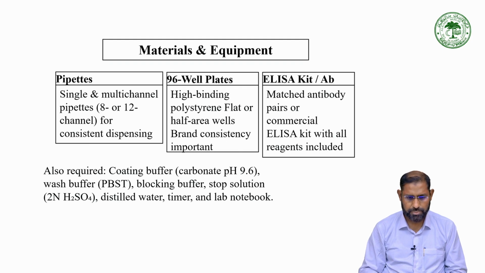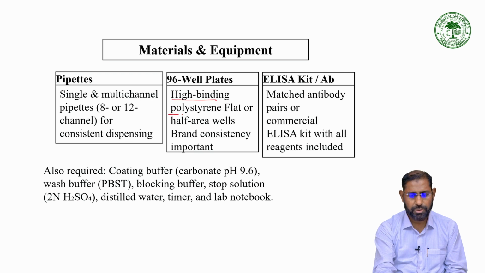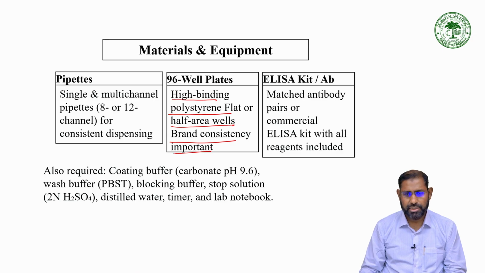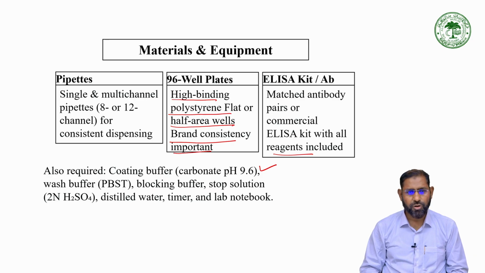We need pipettes, single or multi-channel, 8 to 12 channels, for consistent dispensing of the solution in the 96-well plates. The 96-well plates should be high-binding polystyrene, flat or half-area wells, and brand consistency is important. Then we need an ELISA kit or matched antibody pairs, or a commercial ELISA kit with all reagents included. We also require coating buffer, that is carbonate pH 9.6, wash buffer, that is PBST, and blocking buffer.